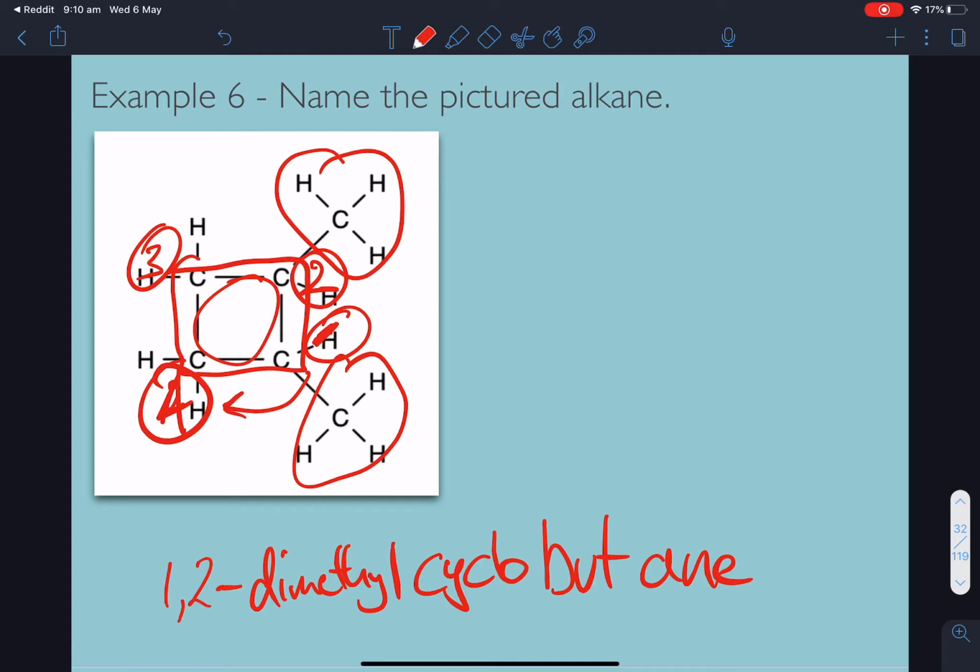And I need to put those numbers in. I can't just say dimethyl cyclobutane, because you could also have 1,3 dimethyl cyclobutane. Okay? So if you tell me dimethyl cyclobutane, I'm going to come back at you and say, do you mean 1,2 dimethyl cyclobutane? Or do you mean 1,3 dimethyl cyclobutane? It can't be 1,4, because that's just the same molecule as 1,2. Just turn it around a bit.